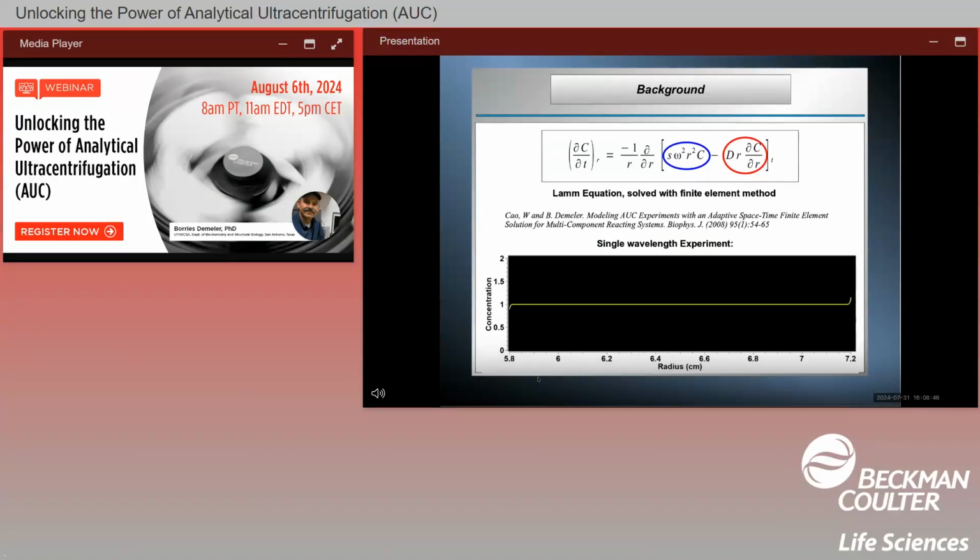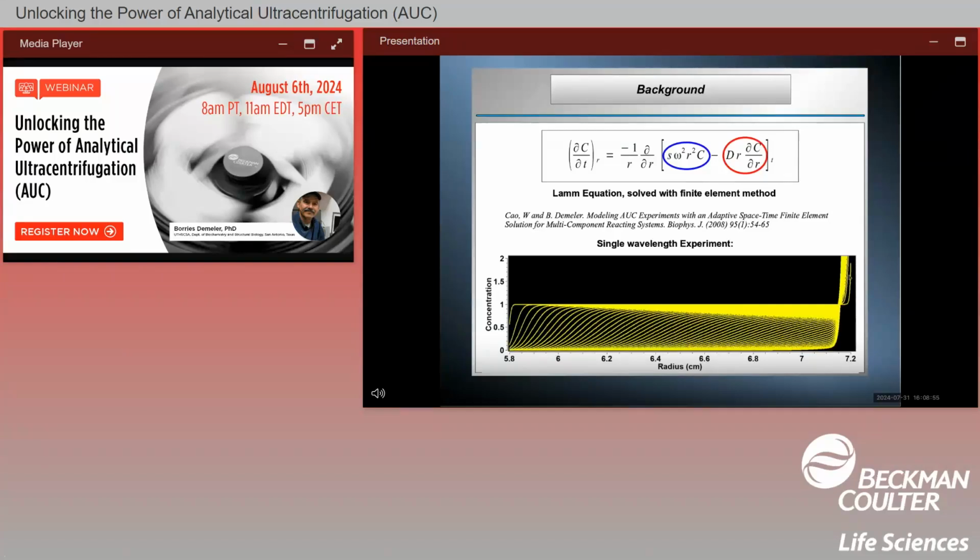Here's an example of how this works. So the rotor accelerates, the molecules start moving down the cell, and they pile up at the bottom. And you end up with a series of scans that have been measured in the experiment, and that gives rise to an AUC data set. This is for a single wavelength. Later, we will also discuss what that looks like for a multi-wavelength experiment.